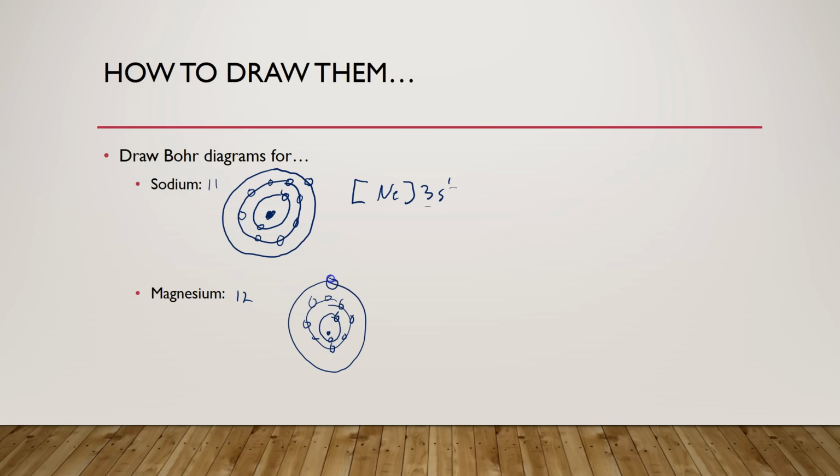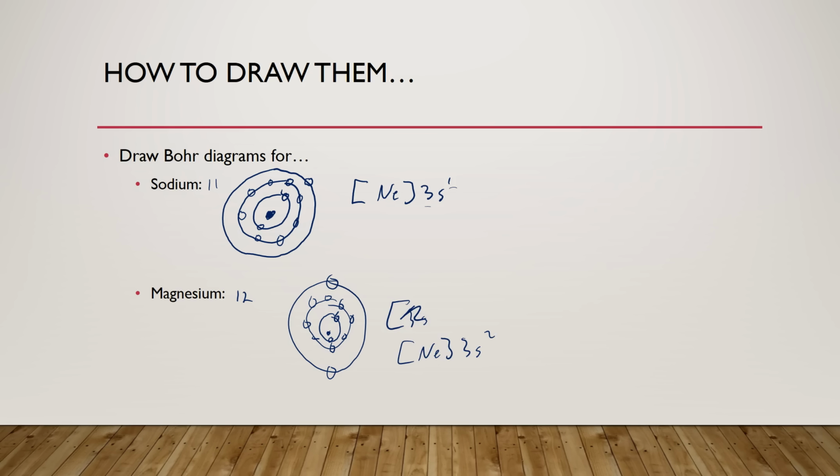There's 10, 11, 12, just like that, okay? And that would correspond to Ne3S2, and there's those 2 electrons. So that is Bohr diagrams.